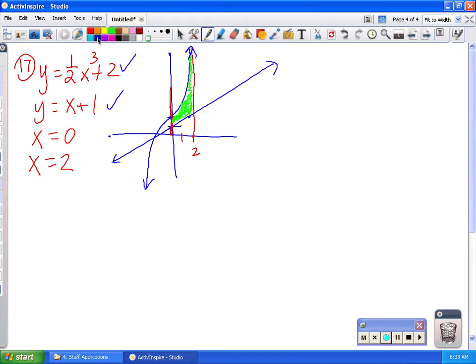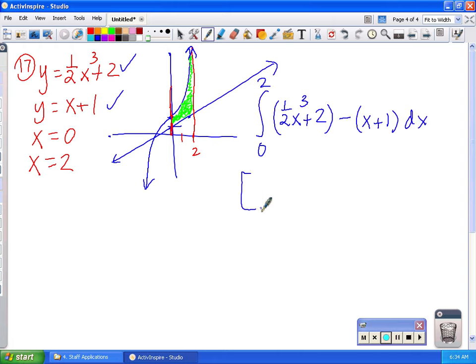So when I find that area, I can see from the vertical line that I'm going to start collecting the area at 0, and I'm going to stop collecting the area at 2. And in that region, the curve that's on top is the cubic, so I'll have 1/2 x cubed plus 2, that's the top curve, minus the line x plus 1 dx. And so when I find the antiderivative of that, I'll get, let's see, x to the 4th over 4 times 1/2 would be 1/8 plus 2x.